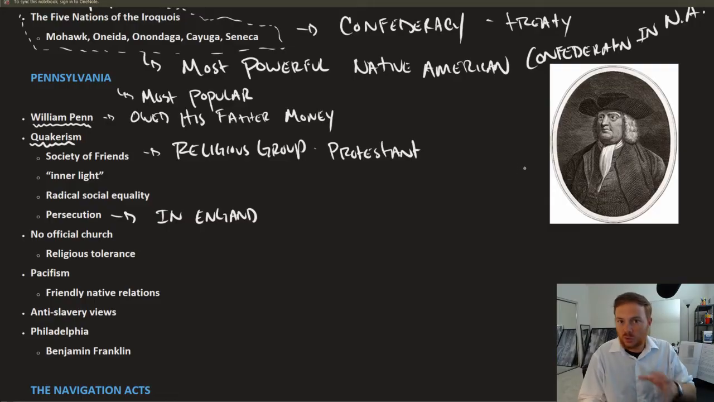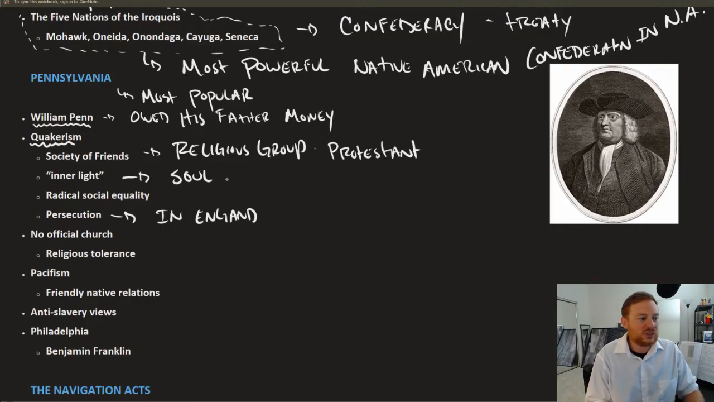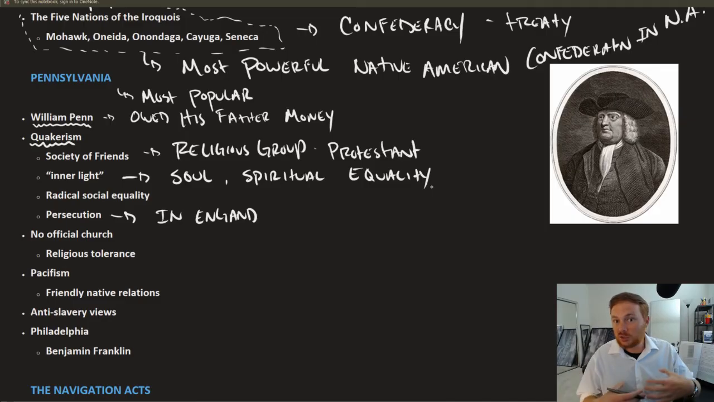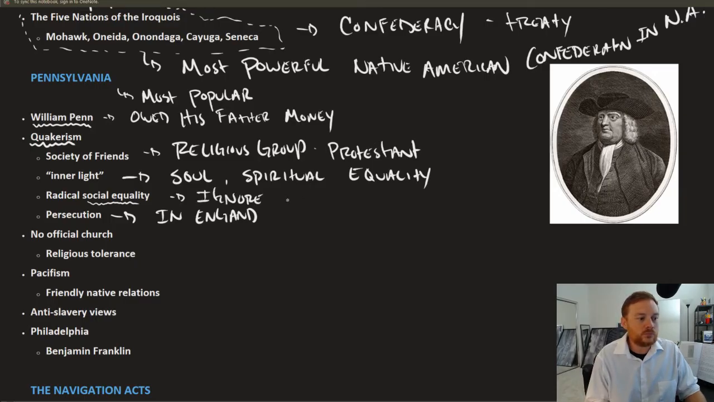Some of their key and core tenets help us understand the way that Pennsylvania was created. The Quakers believe in this idea of an inner light, which is sort of like a soul in some sense. They believe in a spiritual equality. That is, everybody has an inner light inside of them, and all you have to do is cultivate it and bring it out. But that inner light, or kind of like soul, is essentially in everyone, right? In everyone. And this translates into the Quakers practicing a very radical form of social equality. That is to ignore the social pyramid.